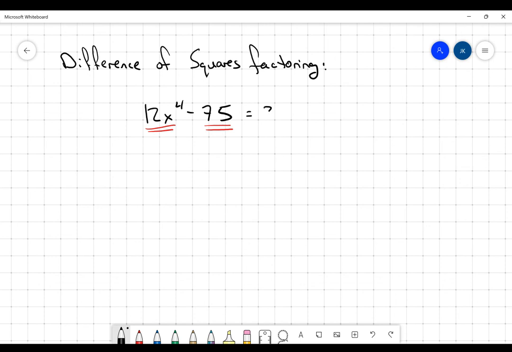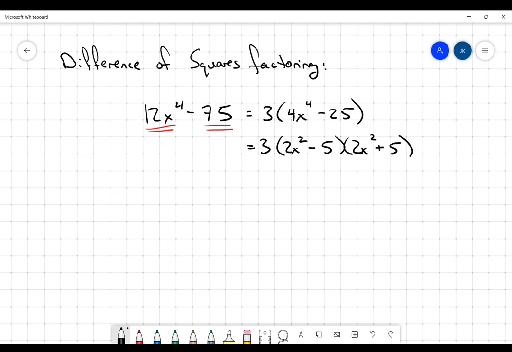There's a common factor of 3. If you factor that out, I get 4x to the fourth minus 25. And now that is a nice difference of squares. Okay, so the square root of 4x to the fourth is going to be 2x squared. I'll put my subtraction there, my addition there, and the square root of 25 is 5.